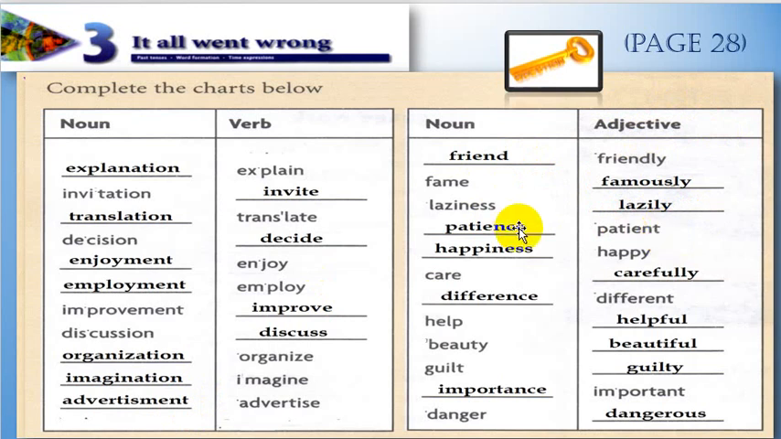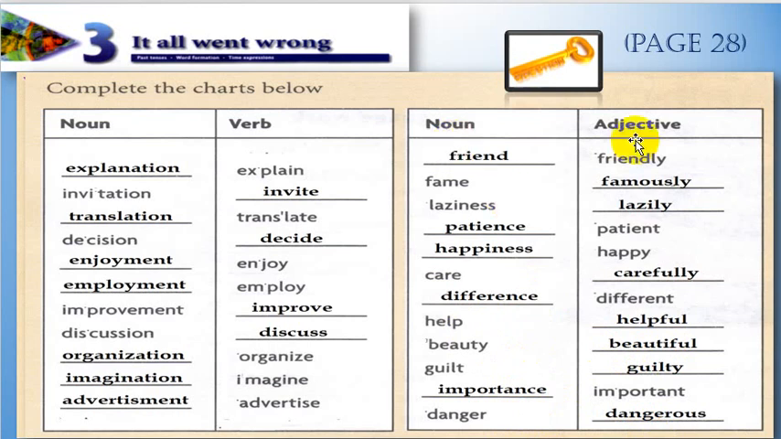Patient, patience. Now patient comes with the meaning of patient as in someone who is patient, not the meaning of a sick person. The adjective is patient, while if you find patient as a noun, its meaning is a sick person. Happy, happiness. Care, carefully. Different, difference. Help, helpful. Beauty, beautiful. Guilt, guilty. Important, importance. Danger, dangerous.